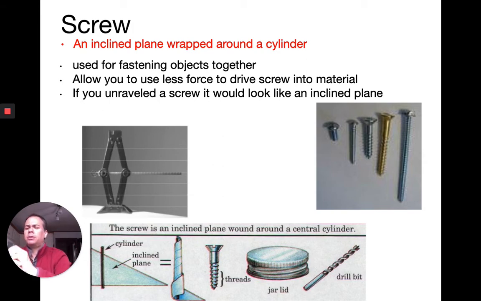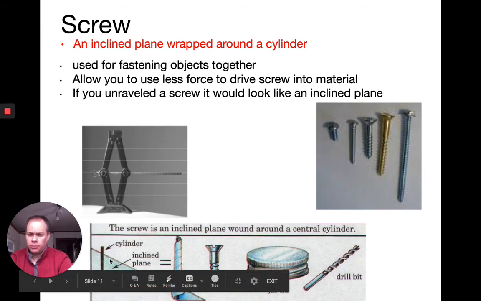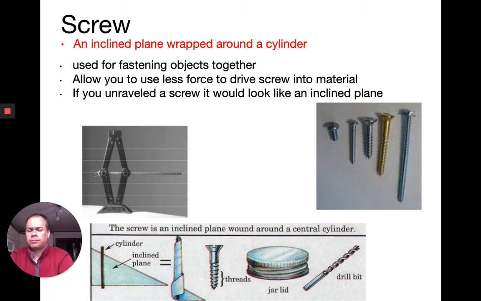If you were able to take the threads of a screw and unravel them, that's what we're looking at down here. What you would see is just an inclined plane that's been wrapped around a cylinder.